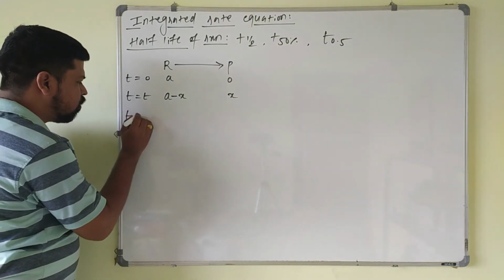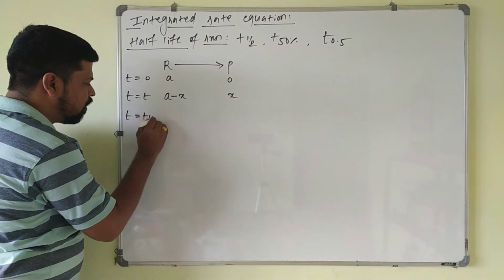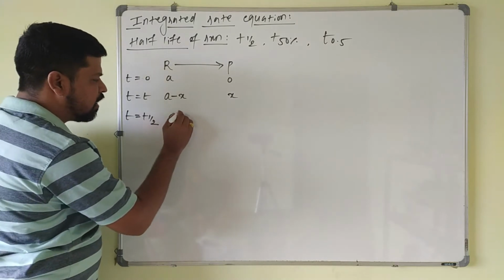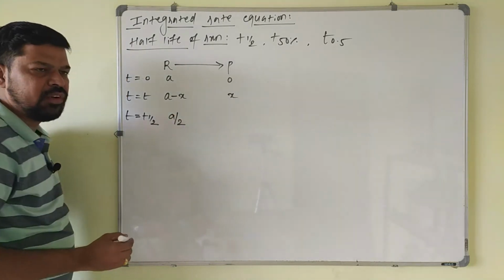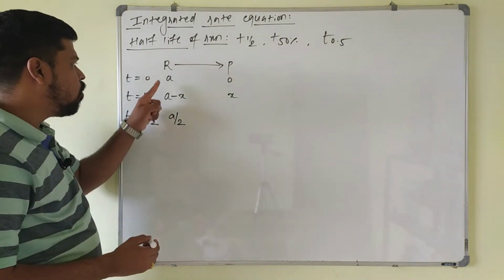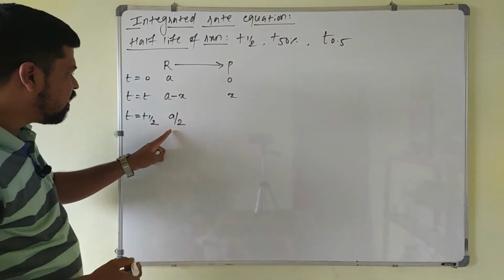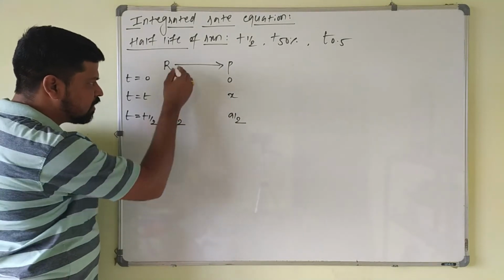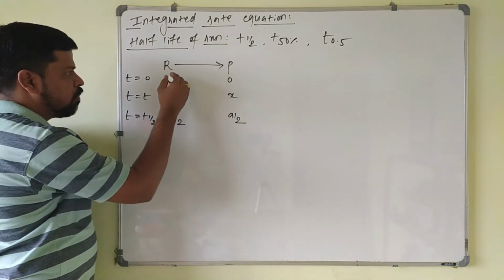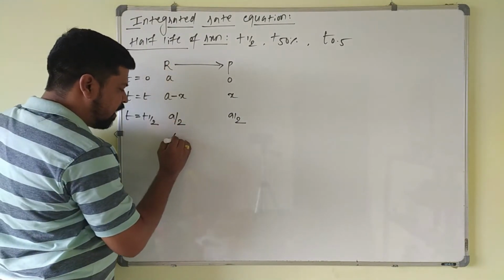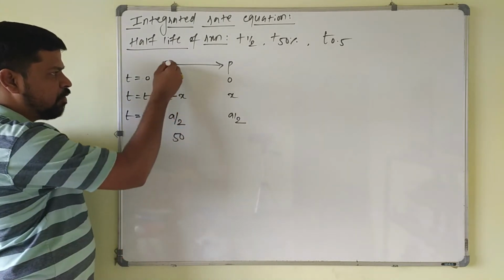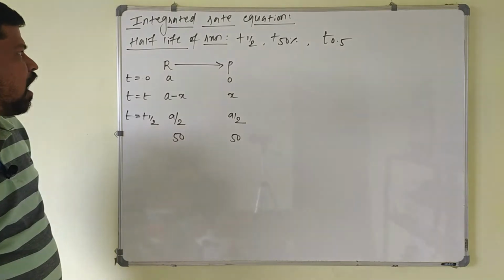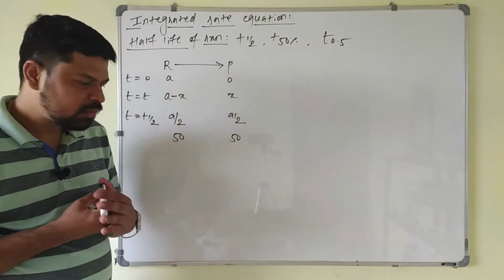At time T is equal to T half, the concentration of the reactant is exactly reduced to half of its initial value. A becomes A by 2. That much amount is reacted, and that much amount of product is formed, that is A by 2. For example, initially 100 moles are taken. In that 100 moles, 50 moles are reacted and 50 moles are remaining, and 50 moles of product is formed here.